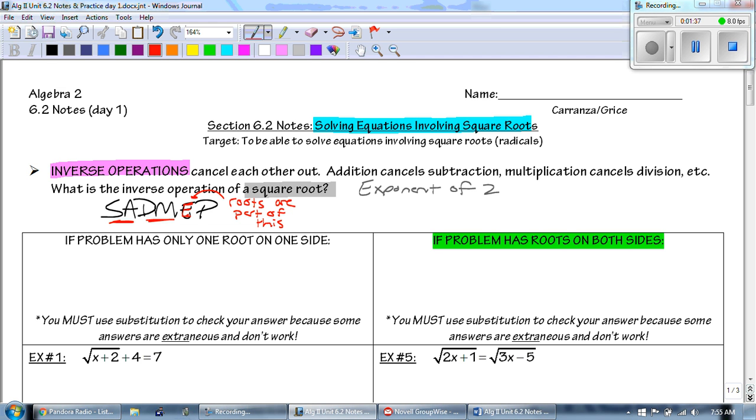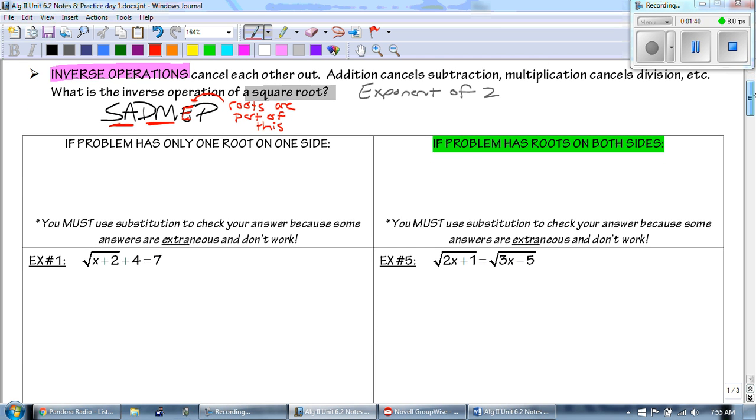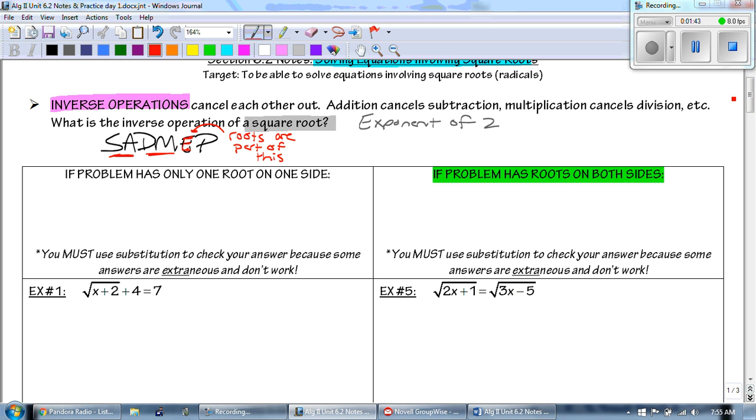Now, if you notice, we've got 2 columns of work. We're going to work on the left side first. So if a problem has only one root on the side, if you can tell the difference between example number 1 and example number 5, example number 1 only has one root. So that's what we're going to be starting with. If a problem has only one root on the side, we are going to use SADMAP to isolate the root. And then after we isolate the root, we're going to solve.